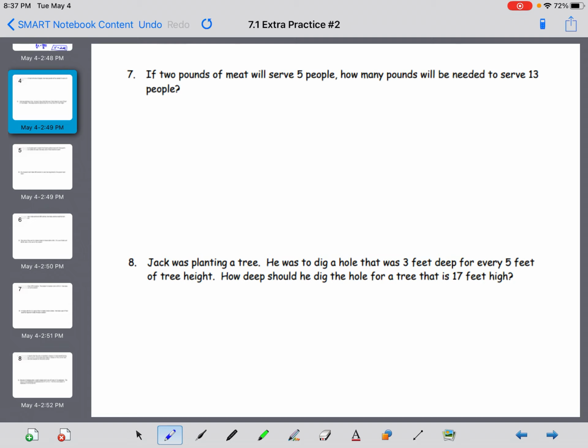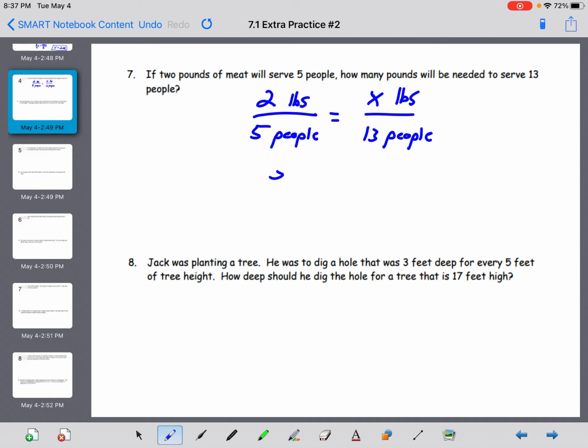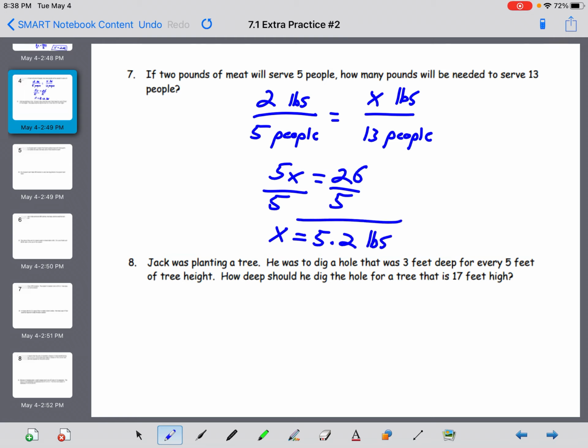If 2 pounds of meat will serve 5 people, how many pounds of meat are needed to serve 13 people? So we have x pounds for 13 people. 5 times x is 5x. 2 times 13 is 26. Divide 26 by 5. And x is equal to 5.2. And that's pounds.